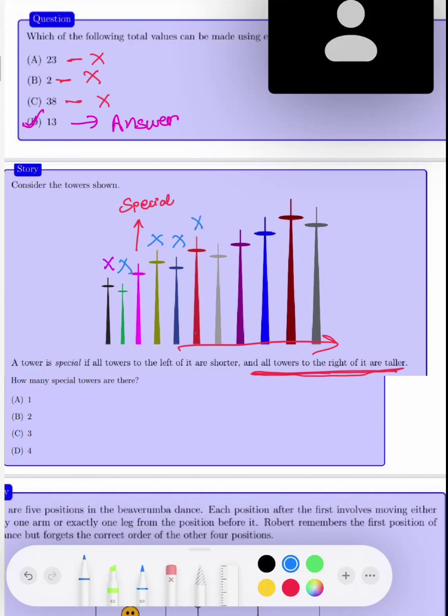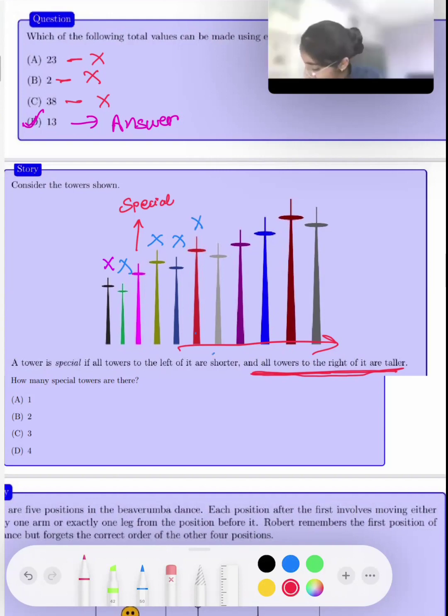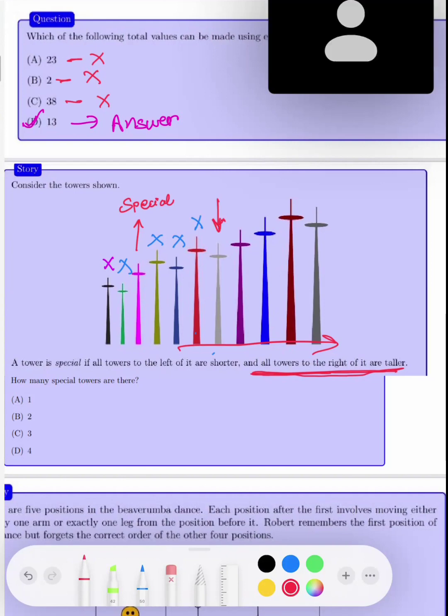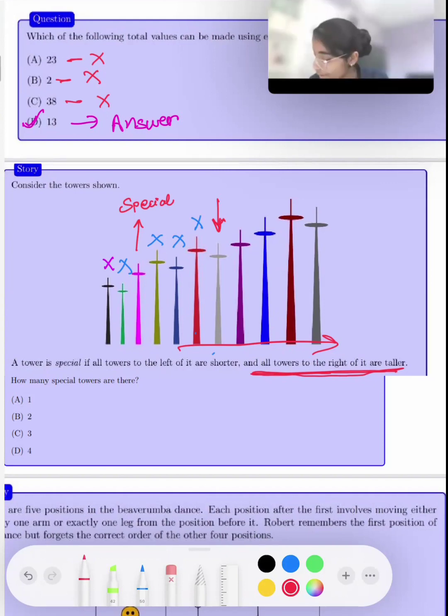Cross that out. Is this tower special? The gray one? Is this special? Yes. How? It follows one of the conditions, that the towers to the right of it are taller. However, there's another condition that all the towers to the left of it should be shorter. However, this tower is taller than this one. So this gray tower, it's not special.